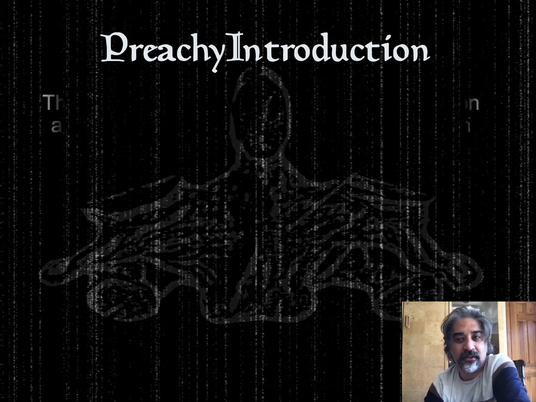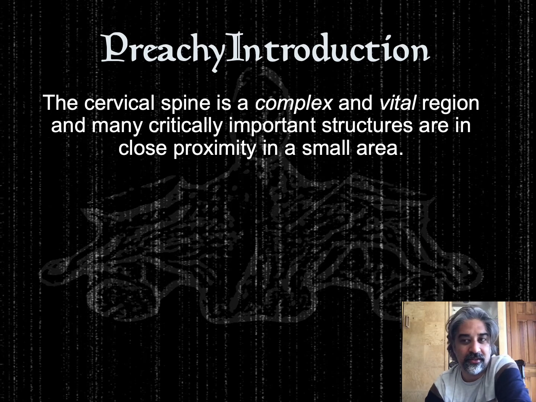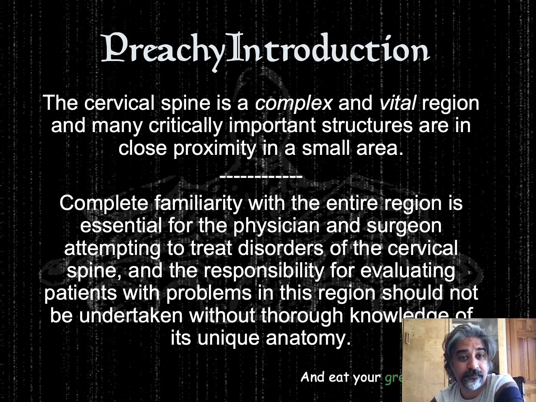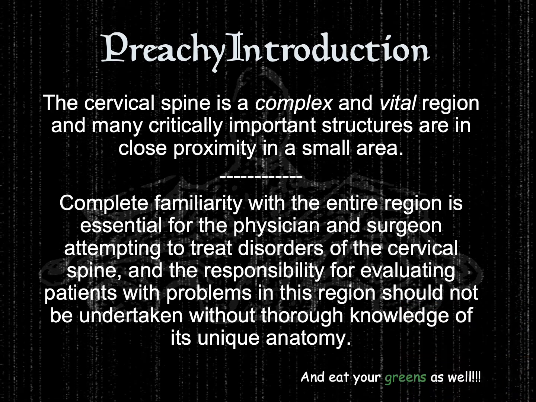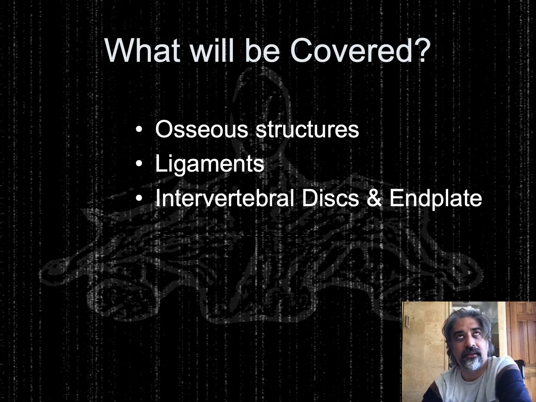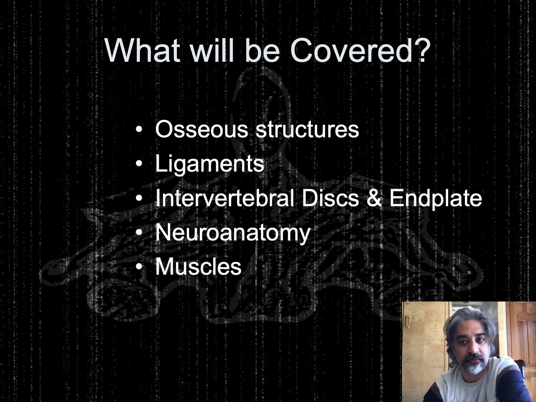So, the cervical spine is a complex and vital region, and there's a lot of stuff in the neck, all right next to each other. And so complete familiarity is important if you're going to be doing anything related to the neck, especially injections or surgery. But I think it's just good for physiatrists to know the anatomy of the neck. So we're going to cover bony stuff, then ligaments, then discs and endplate, then neuroanatomy, and then muscles. We also will touch on the vessels.